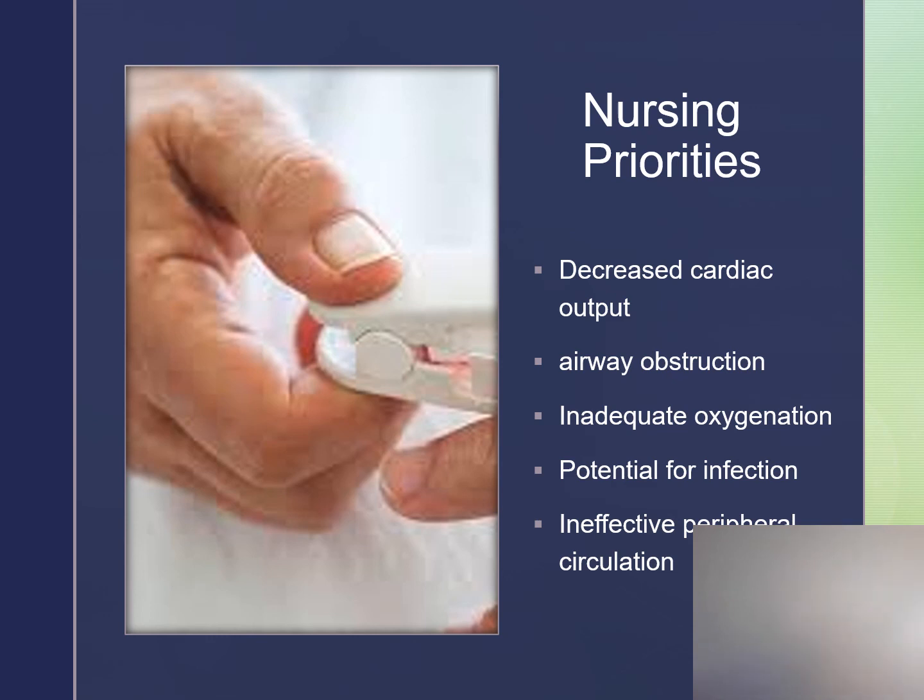So with our nursing priorities, we know that we can have the decreased cardiac output, airway obstruction, inadequate oxygenation, the potential for infection, and ineffective peripheral circulation. But there's also the potential for a fluid volume deficit, anxiety. When people can't breathe, they become very anxious. We may also have pain or inadequate nutrition. It takes a lot of effort to breathe, and if you're struggling to breathe anyway, it takes even more effort to eat. So a lot of these people may be anorexic. We may also see an impaired communication or limited activity tolerance.